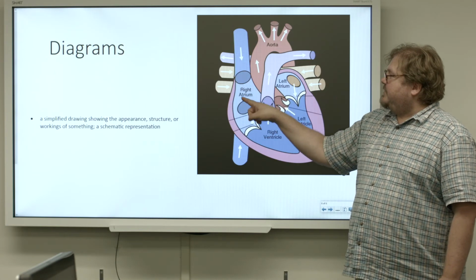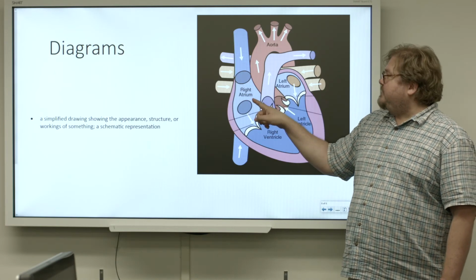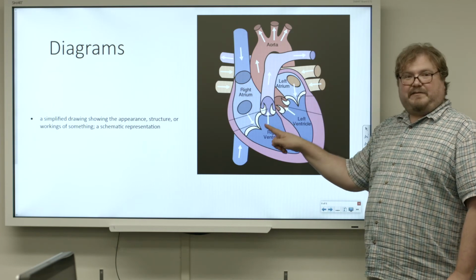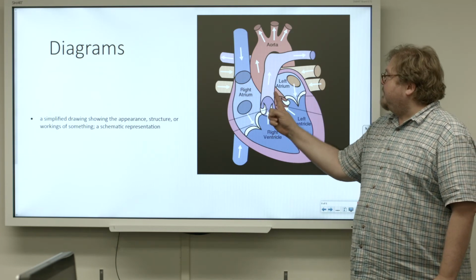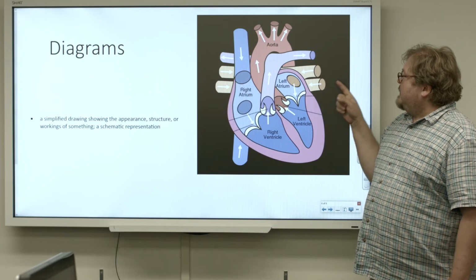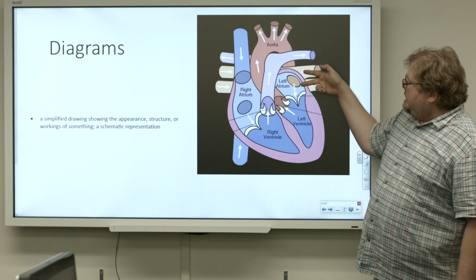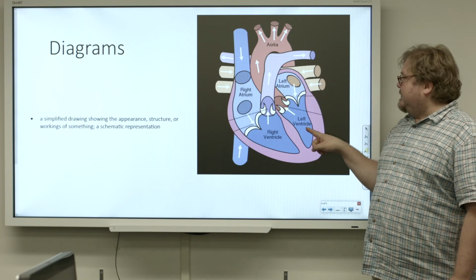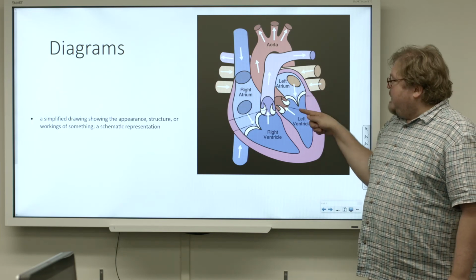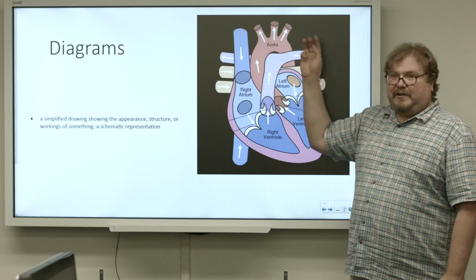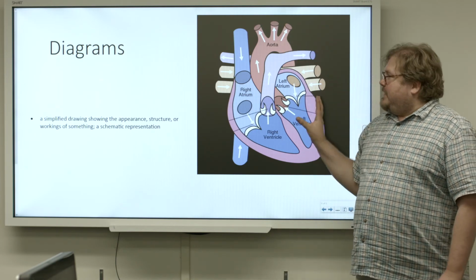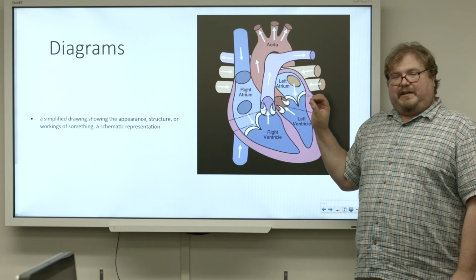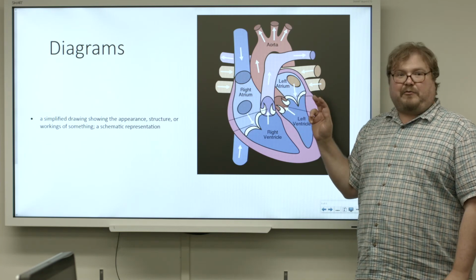Comes into this section, it's labeled as right atrium. We can follow that arrow down to the right ventricle and up through here. We see blood coming in again here, coming into the left atrium, to the left ventricle, and then out through the aorta. And this shows us the pathway of blood and how it travels through our heart.